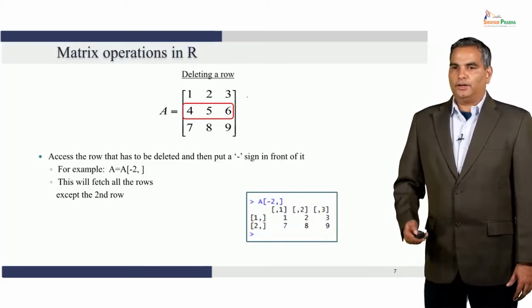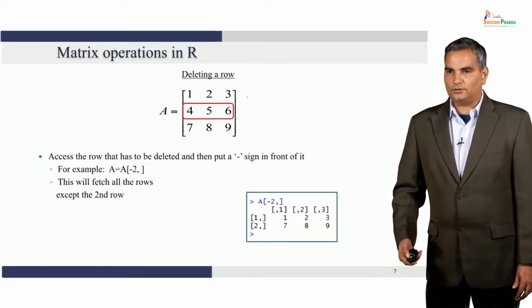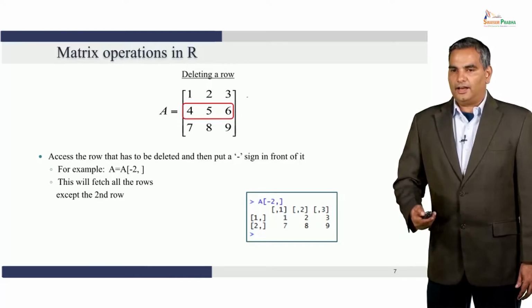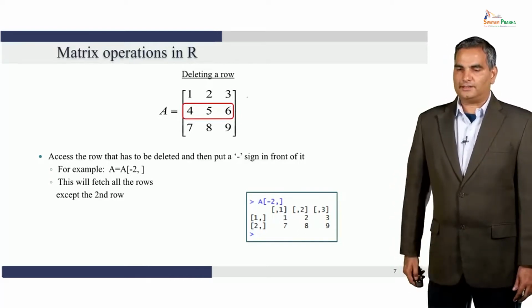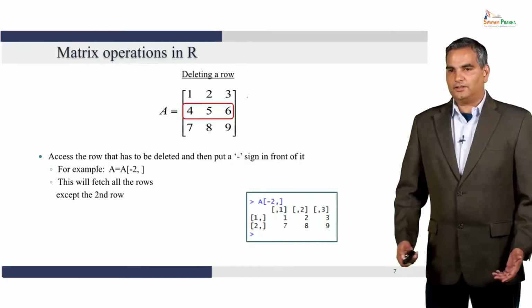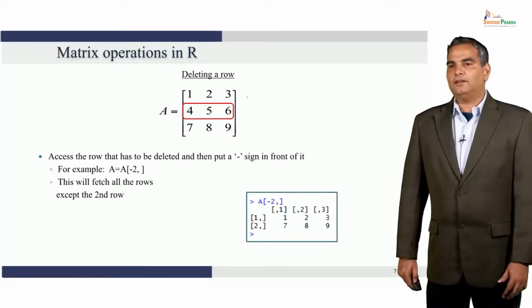Similarly, if you want to get only the first and third rows of matrix A, you can assign A to A with the second row deleted using the syntax -2, comma, space, and it will only fetch the first and third rows.